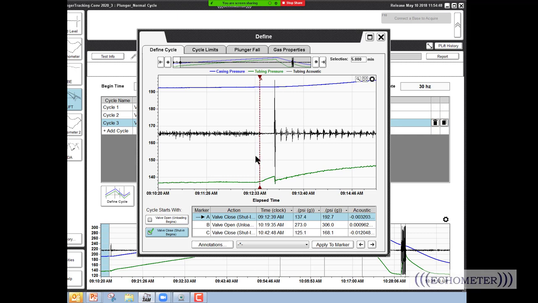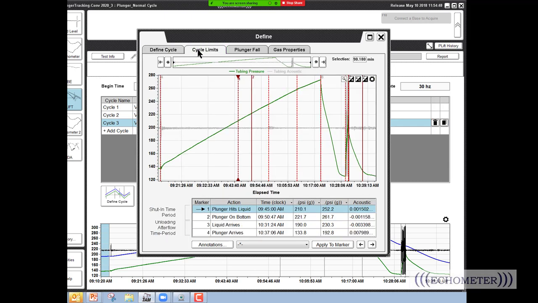And that's when, right about there, is where this shut-in began. You can see the signal of the plunger falling by the tubing collar recesses on the tubing. And then I'll go to the cycle limits. And this has got the annotation shown here. And so if I go here, I'd say plunger hits liquid, and I come down here and pick the annotation.